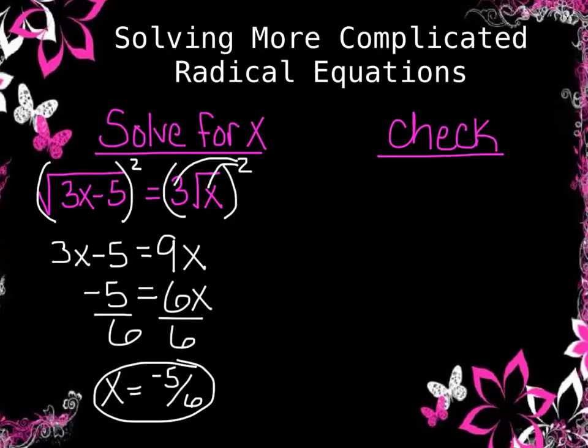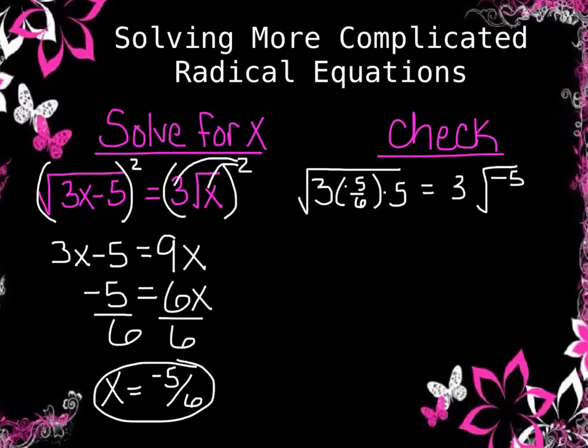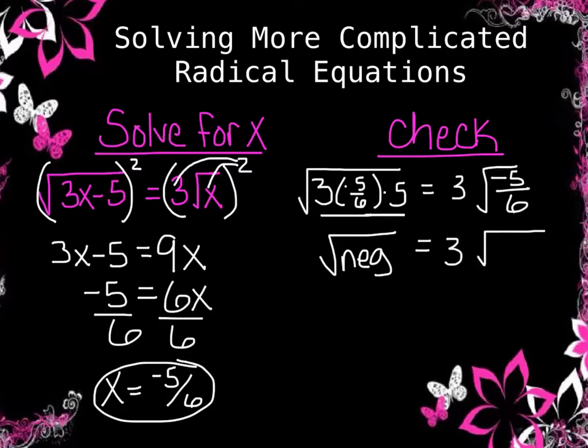Alright, if we've got the square root of 3 times negative 5/6 minus 5, and then equals 3 times the square root of negative 5/6. And you try to solve that. I'm not even going to try to work this out. It's ugly fractions and stuff, but the point being, when I multiply this, I get a negative number, and minus 5 is another negative number. That's a square root of a negative. And negative 5/6 is the square root of a negative.